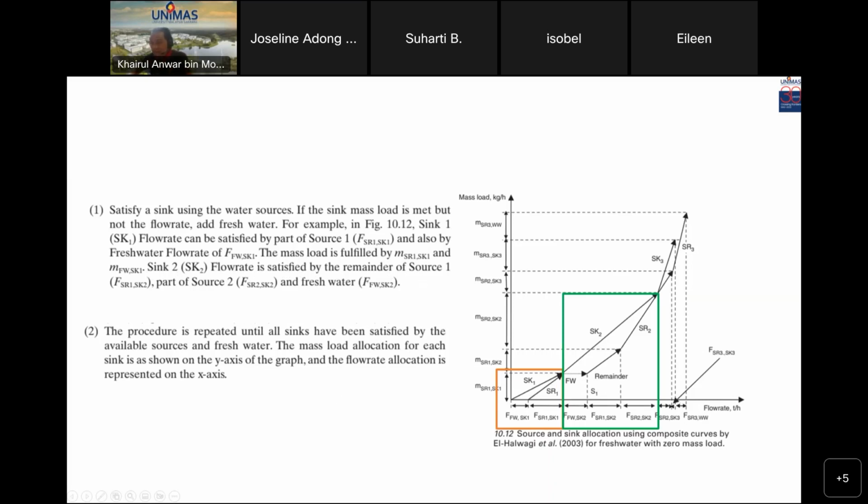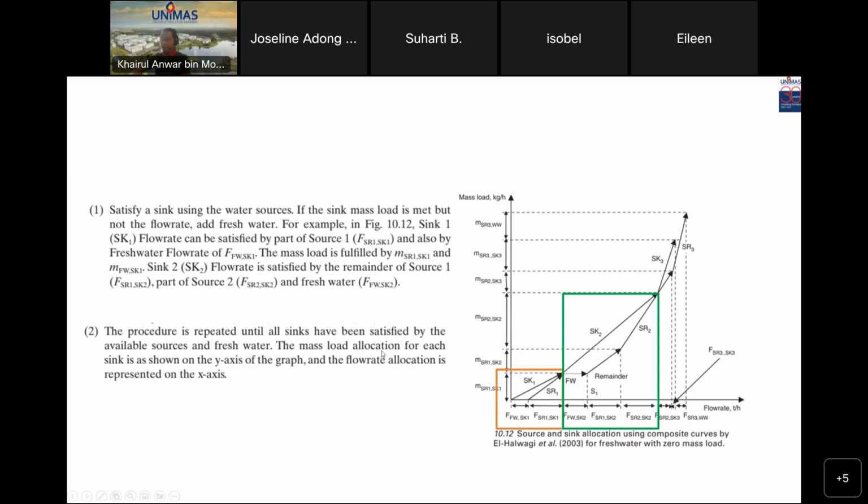FSR1, part of source 2, FSR2 SK2, and FW SK2 freshwater. So SK2 comprises freshwater, source 1 and source 2, part of source 2, and the remainder of source 1. The procedure is repeated until all sinks have been satisfied by the available source and fresh water.